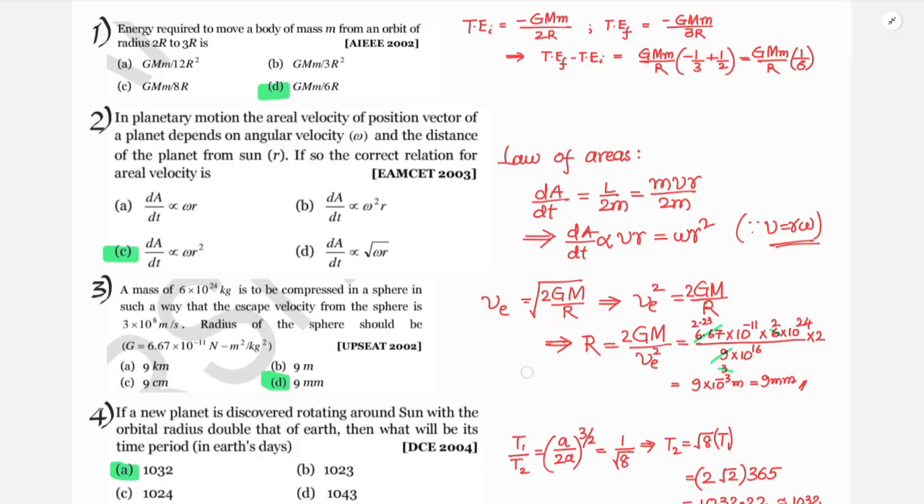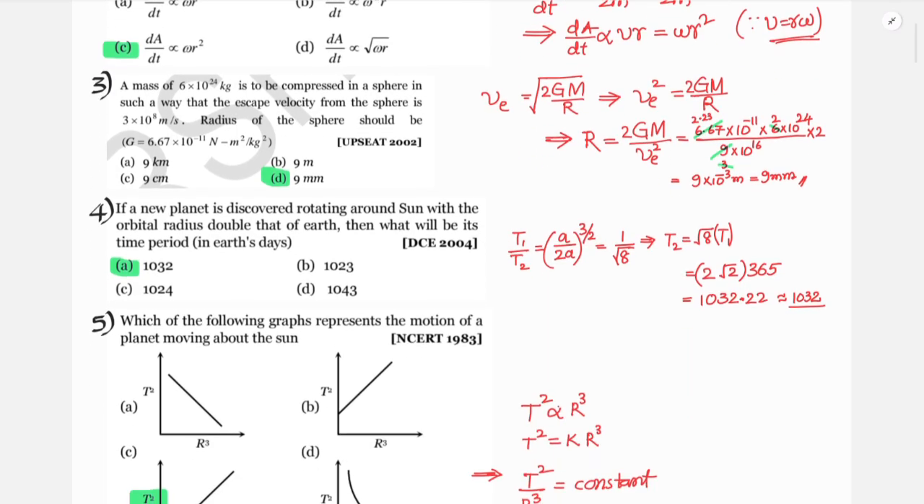Now come to the fourth question. If a new planet is discovered rotating around the sun with an orbital radius double that of the earth, what will be its time period? That's the basic formula we know: the square of the time period is directly proportional to the cube of the radius. Yes or no? So by using that, T1 by T2 is equal to a1 by a2 whole power 3 by 2.